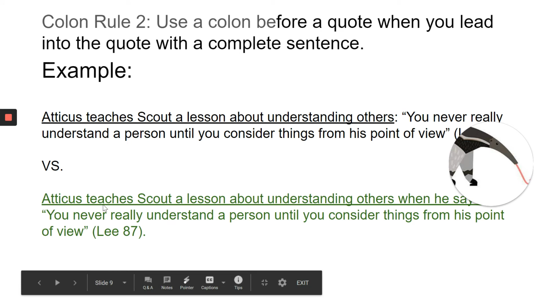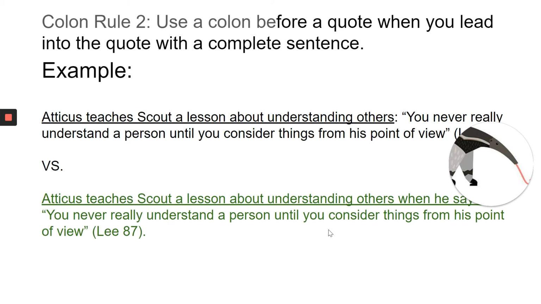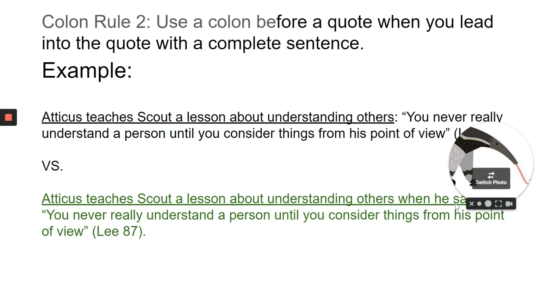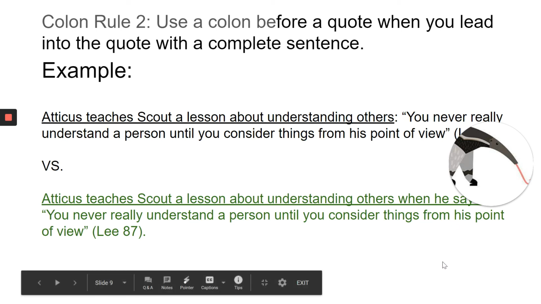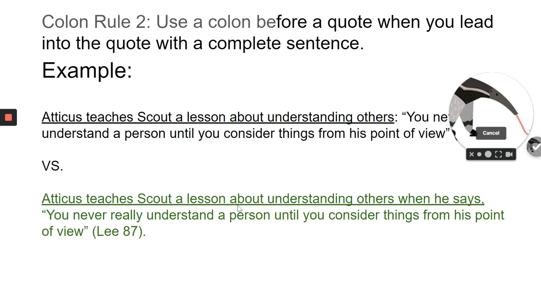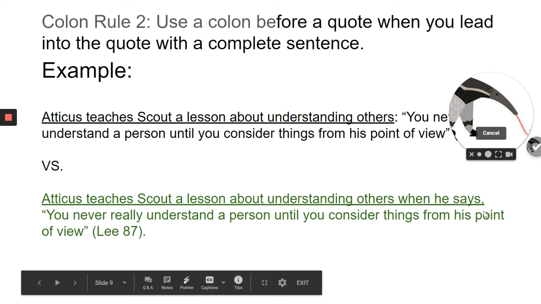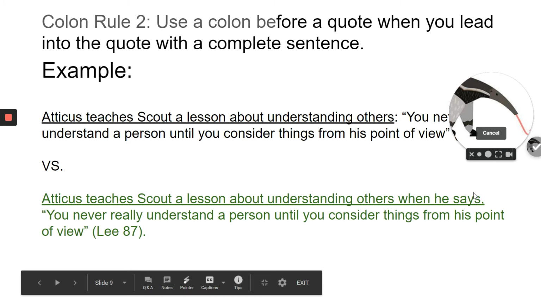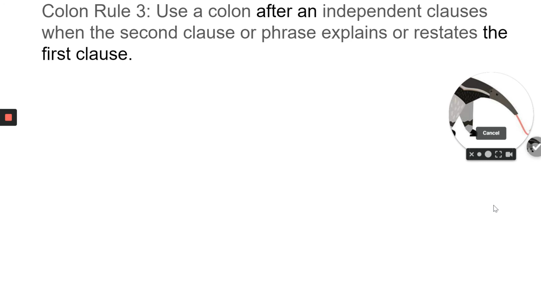Versus, this is introducing a quote with a comma because Atticus teaches Scout a lesson about understanding others when he says, comma. Because this underlined portion is not a complete sentence, 100 out of 100 times when you have a speech tag at the end like says, it's going to get a comma, not a colon. Because sentences that end with the word said or says are not complete sentences.